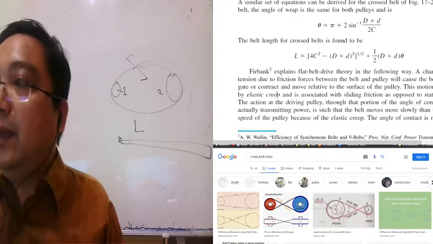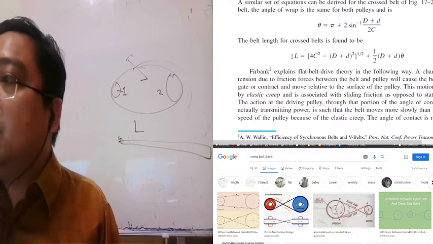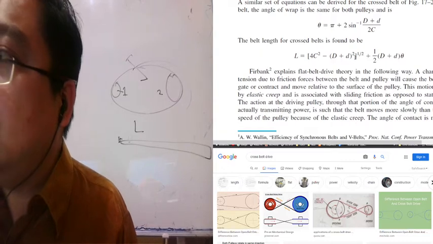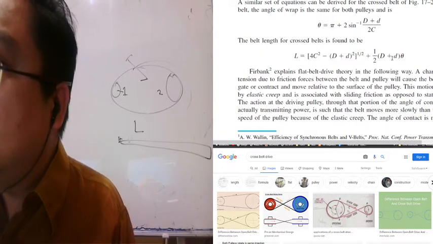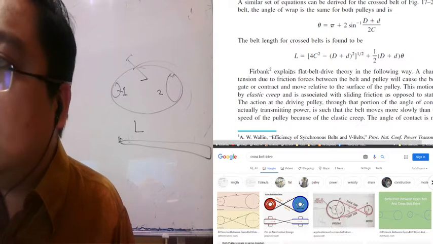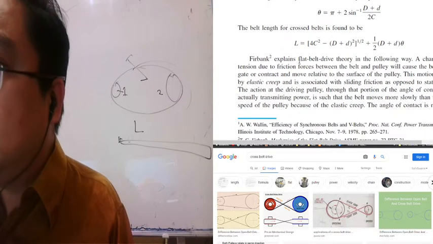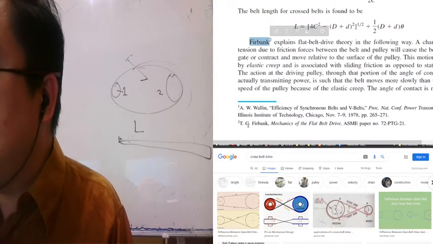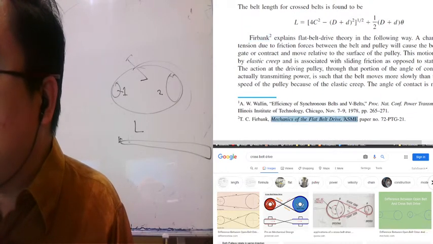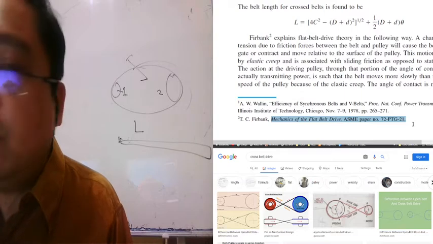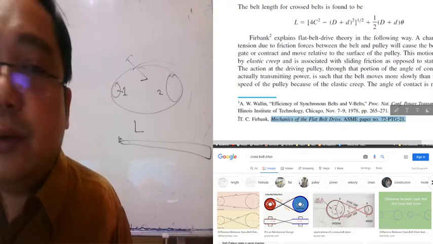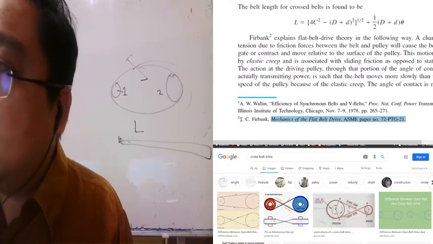Okay, the belt length for the cross belt drive is found to be L equals the square root of 4C² minus (D₂ minus D₁)², plus 1/2 (D₁ plus D₂) theta. From Fairbanks, from the book Mechanics of Belt Drive, ASME paper number nine, you can Google the book if you are interested in this.